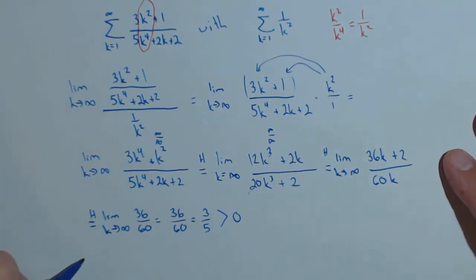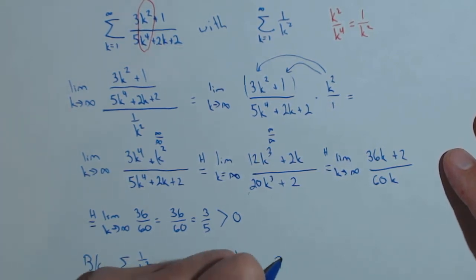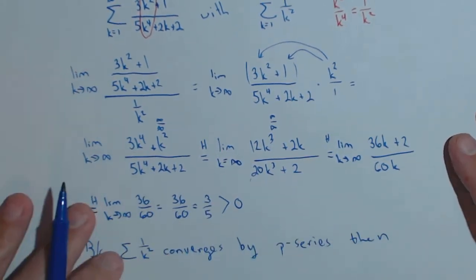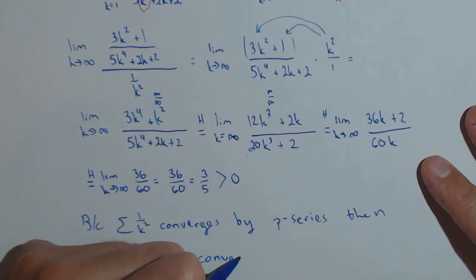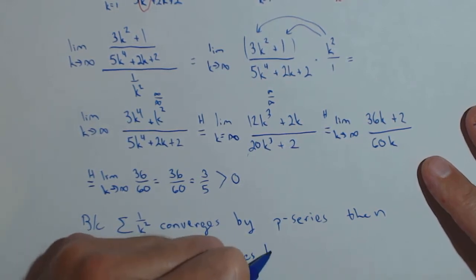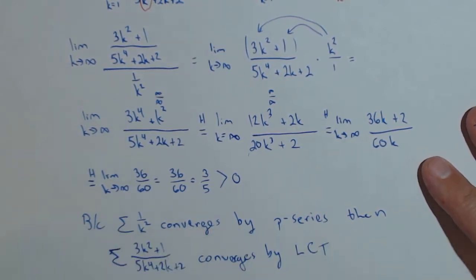So, since our series, the sum of 1 over k squared, converges by what we know about p-series, then the one we were given, our series (3k squared plus 1) over (5k to the fourth plus 2k plus 2), converges by the limit comparison test.